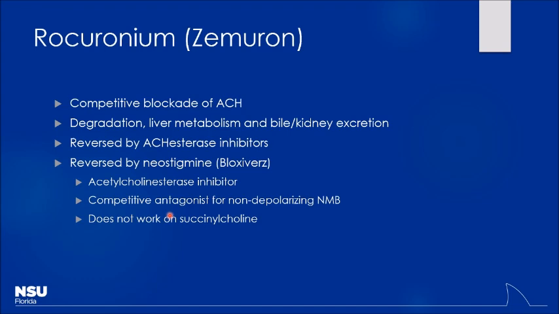We can use an acetylcholinesterase inhibitor to increase levels of acetylcholine, to kick that off the receptor, and then you should have normal function again, right? So it helps to increase the recovery speed for these patients. A very common one is called neostigmine, or Bloxiverz is the brand name, and this is a reversible acetylcholinesterase inhibitor that will increase levels of acetylcholine at the nicotinic receptor, kick the drug off, and then boom, your patient's moving again.